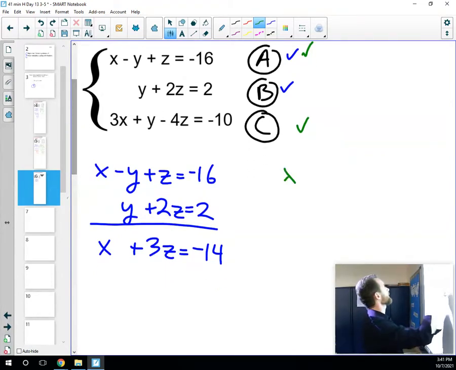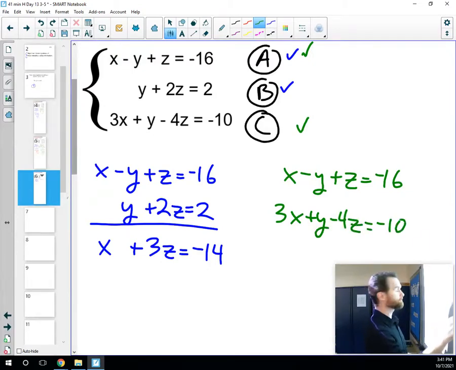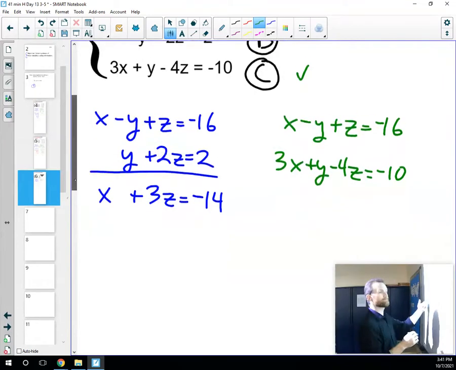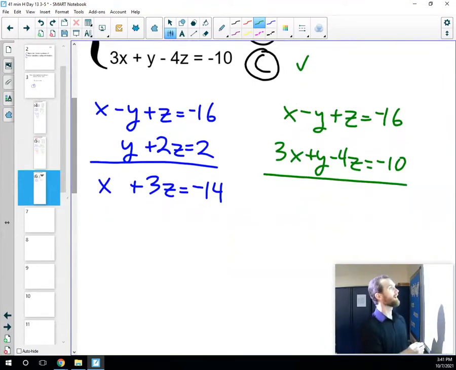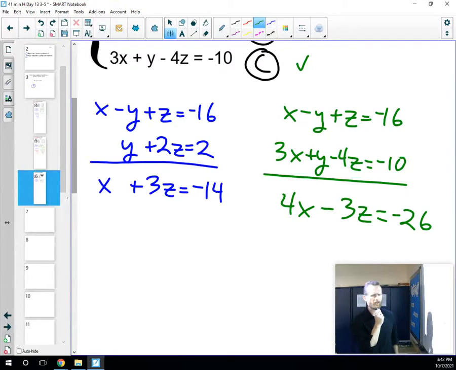A is x minus y plus z equals negative 16. And c is 3x plus y minus 4z equals negative 10. Scrolling down. Now we eliminate. So x and 3x becomes 4x. The y's cancel out, which is good. That's what we wanted to happen. We get a negative 3z when we combine the positive 1z and the negative 4z, equals negative 26.